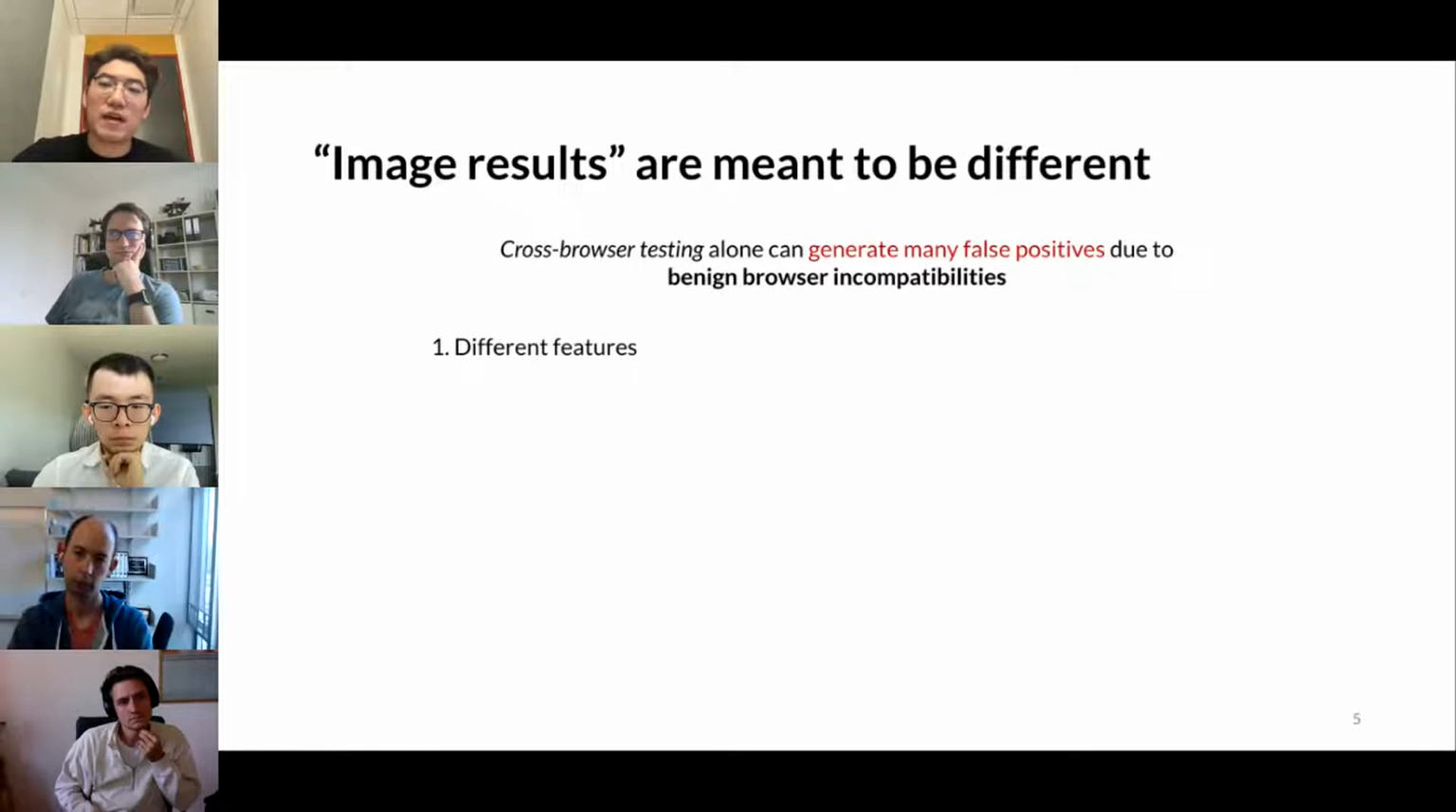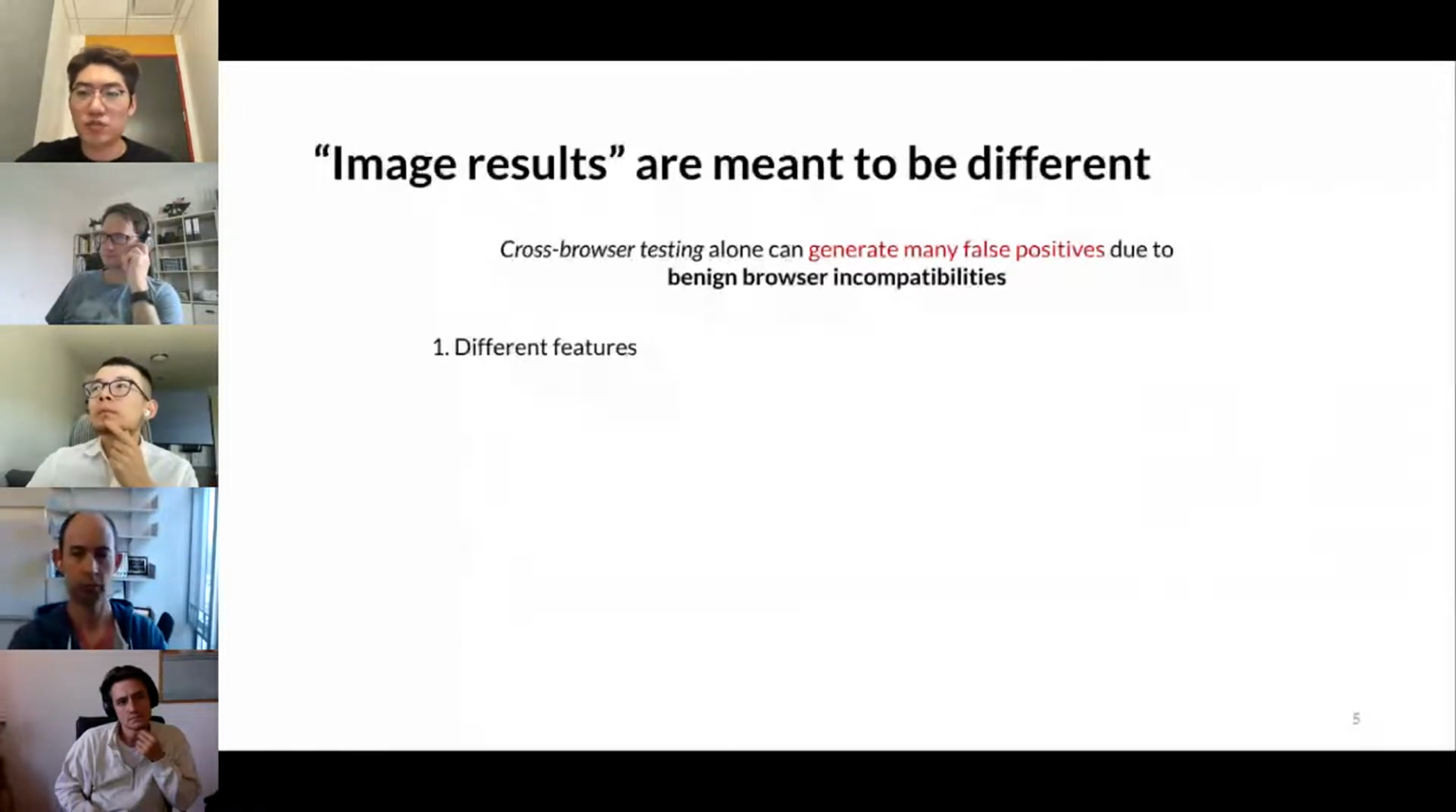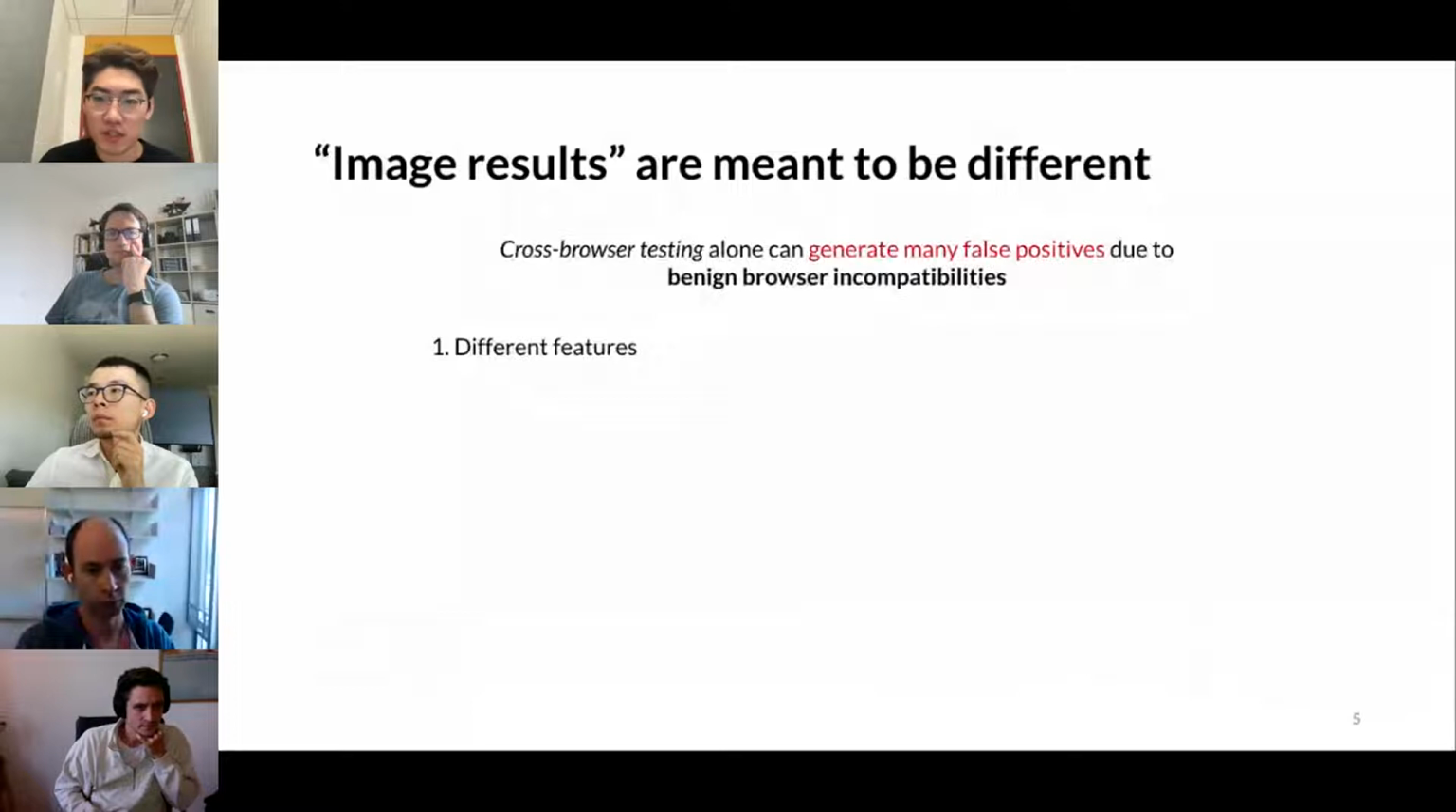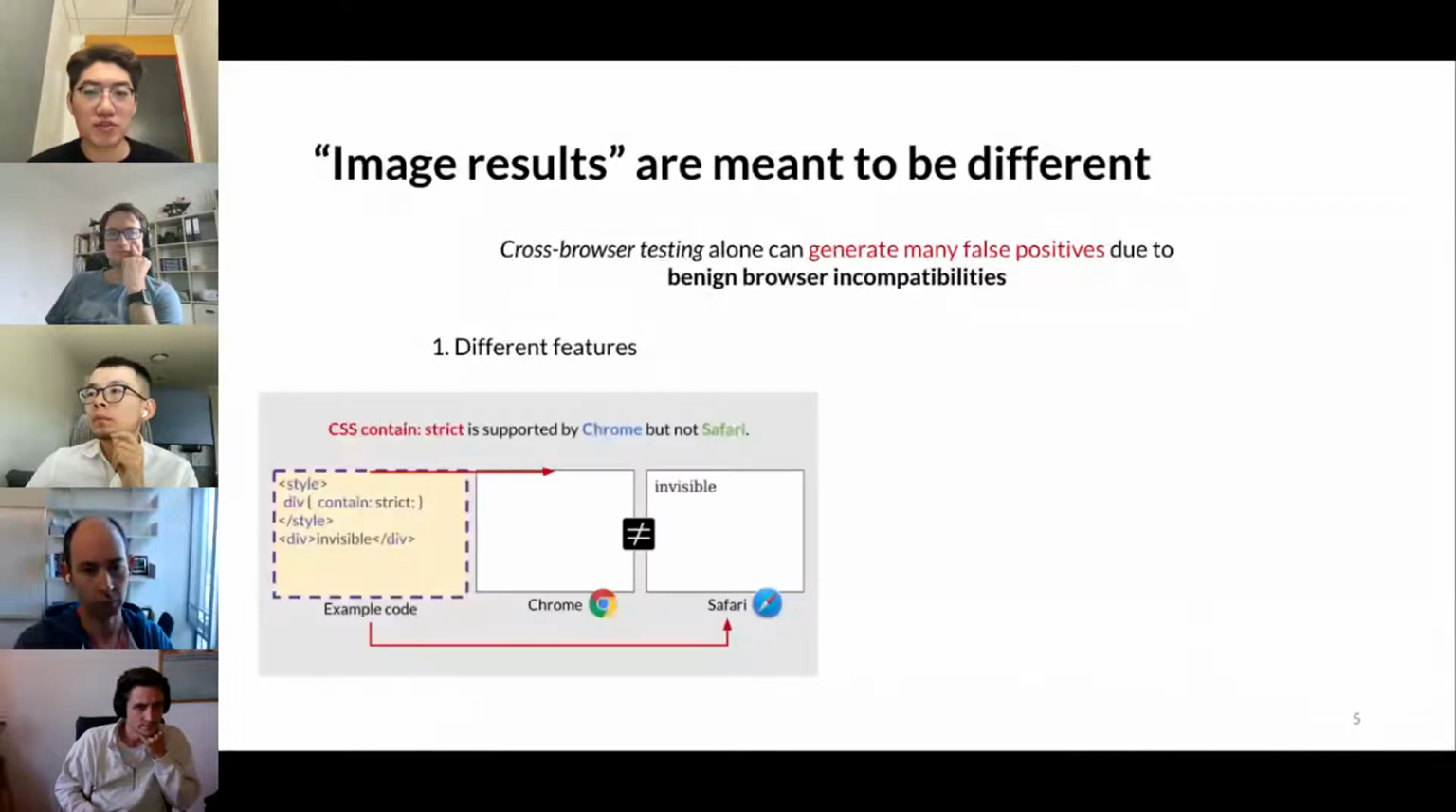Web browsers can have different development status in supporting features. In this respect, some features may not be supported by each browser. For example, CSS contain-strict is only supported by Chrome, but not by Safari.